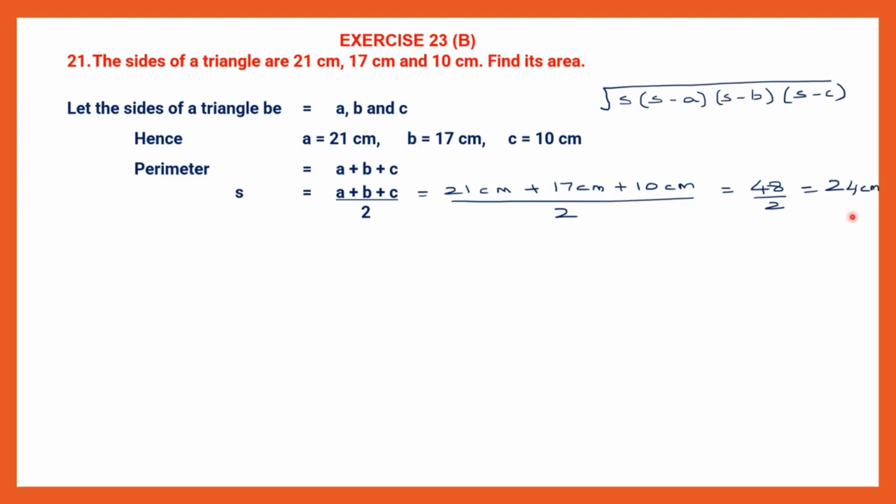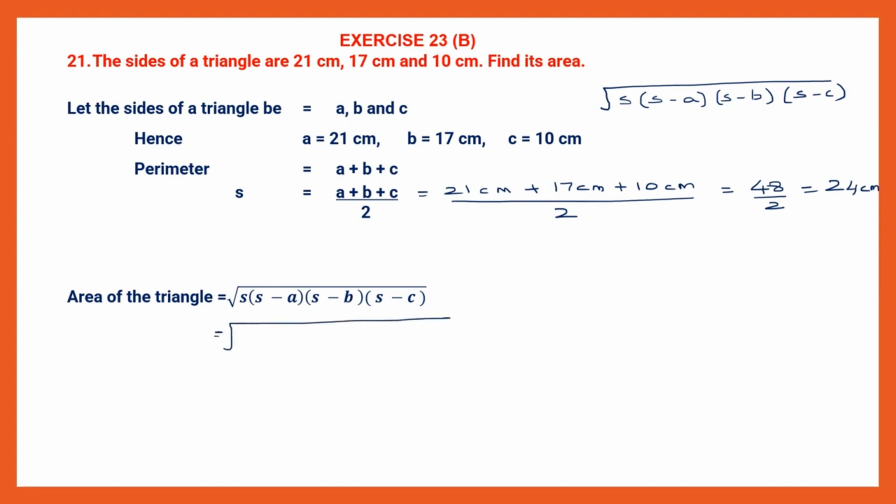Now that we know the semi-perimeter, we can use this formula to find the area. So let's do that. Area of the triangle will be the square root of S, which is 24, into 24 minus A. And how much is A? 21. Into S, which is 24, minus B. And how much is B? 17. Into S, which is 24, minus C, which is 10 centimeters.